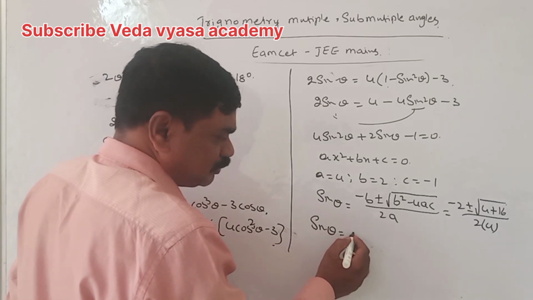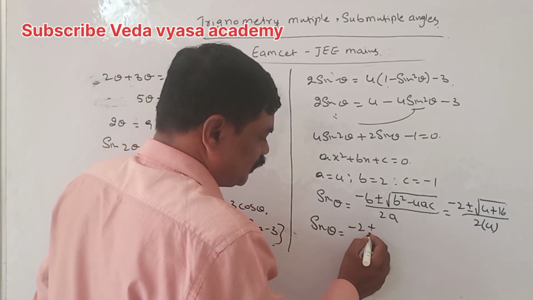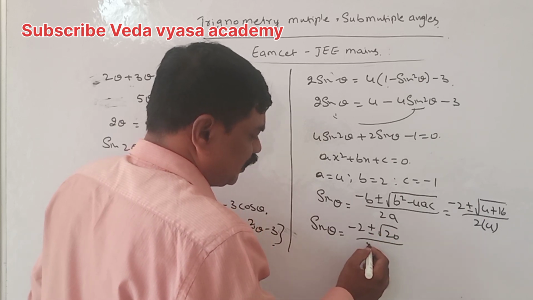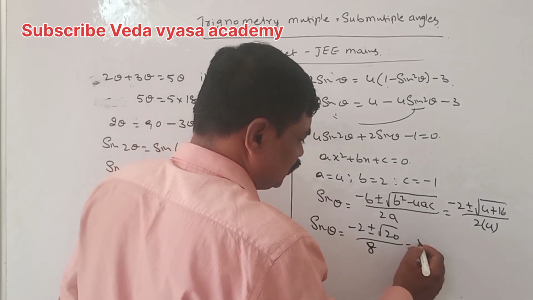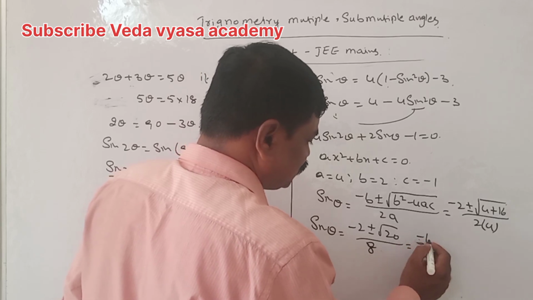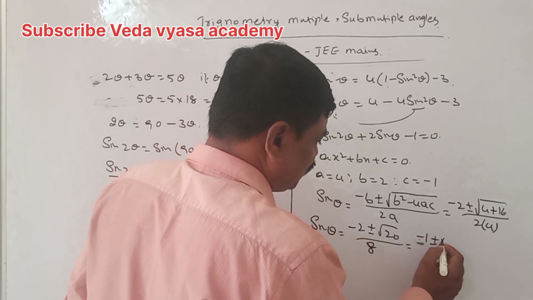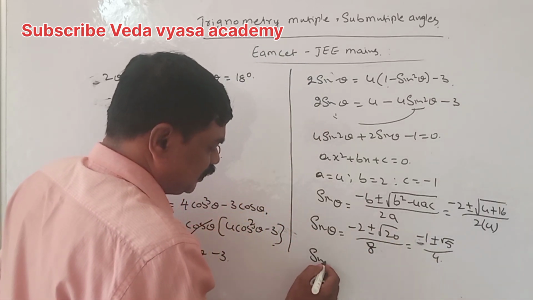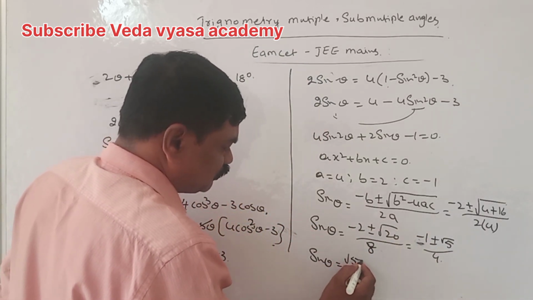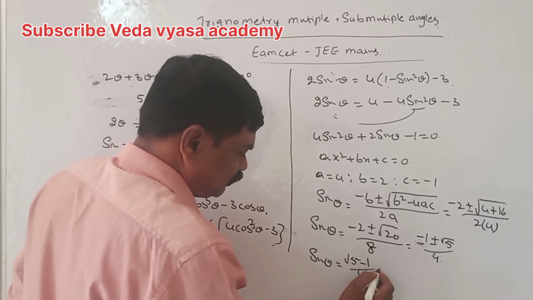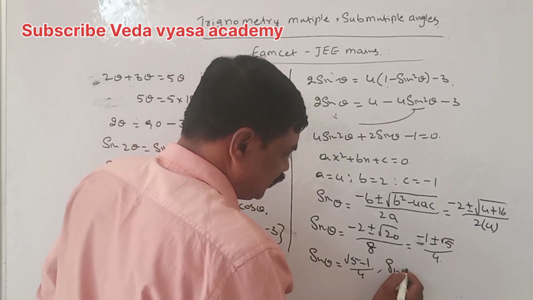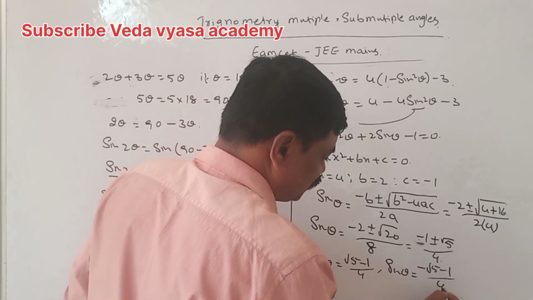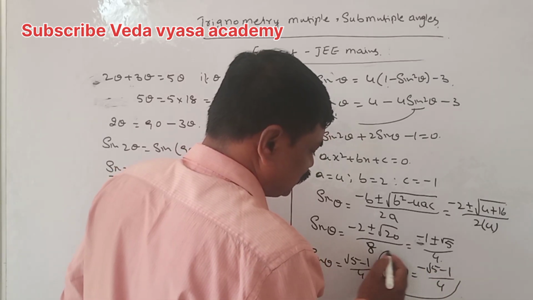Sin theta is equal to what? Minus 2 plus or minus root 20 by 8. So this is root 5 minus 1 plus or minus root 5 by 4. So sin theta is equal to root 5 minus 1 by 4, one value. Sin theta is equal to minus root 5 minus 1 by 4, one value. This is the negative value.